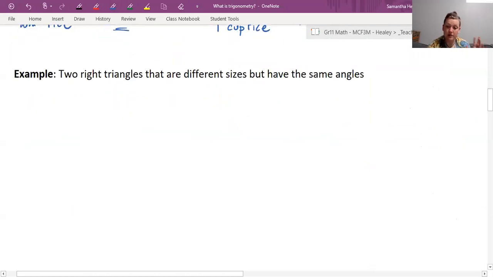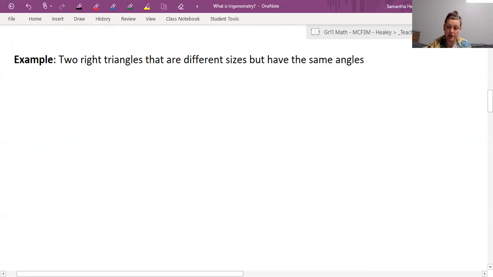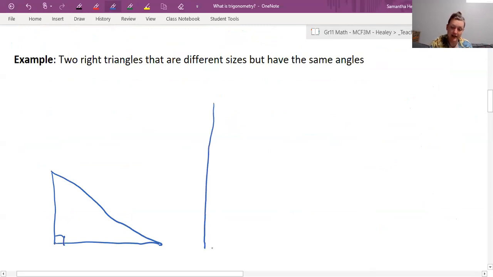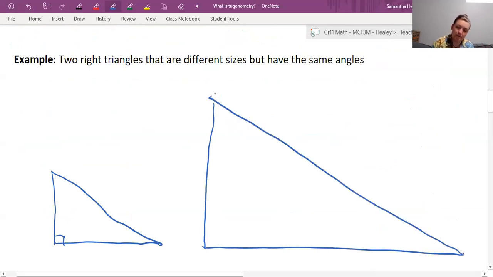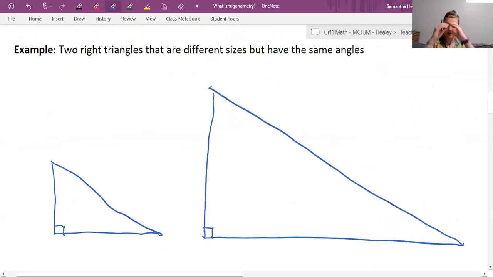So on your paper, I'd like you to draw 2 right triangles, and I'm going to show you which ones I'd like you to draw. We're going to draw one that's a little smaller. Looks like this, right angle here. And then I want you to draw one that's bigger, but it looks exactly like that one blown up. So it should be the same proportions. So it just looks like a bigger version of the same one.